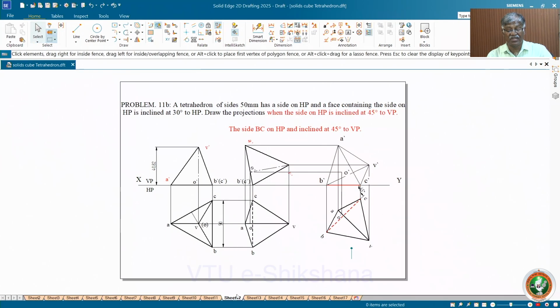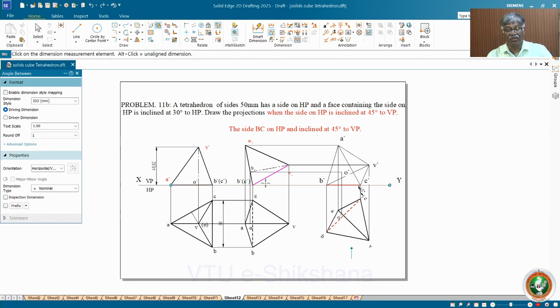Next comes this. I have considered this only for the 30 degree line, with just the first one, and then worked out this. See here, the angle is taken for this only. This face VBC is only taken, and then the corresponding top view is rotated such that BC is inclined at 45 degrees. Next comes the final front view.